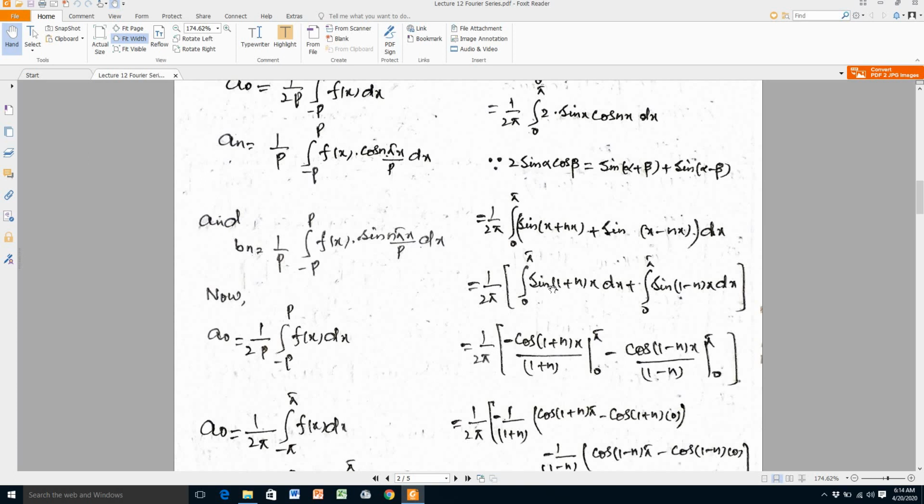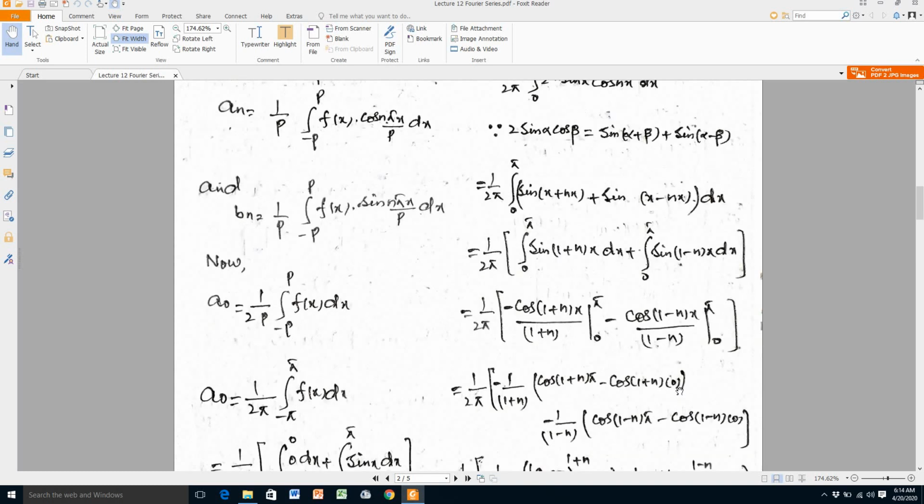So 1 over 2 pi, when you integrate this, it is equal to minus cos (1 plus n)x divided by 1 plus n. From where does this 1 plus n come? When you integrate this, you have to take the derivative of the angle and divide by it. So I am doing here minus cos (1 minus n)x divided by 1 minus n, and these are the limits of the integral.